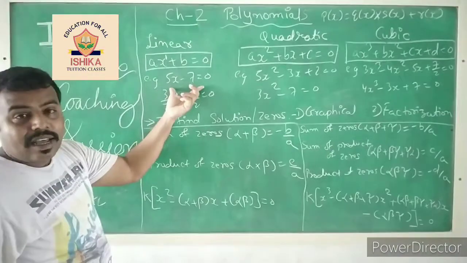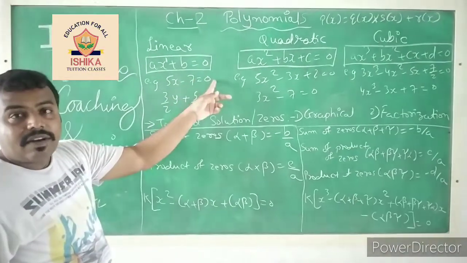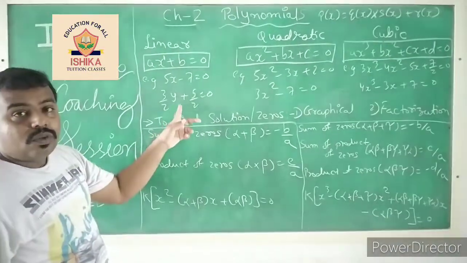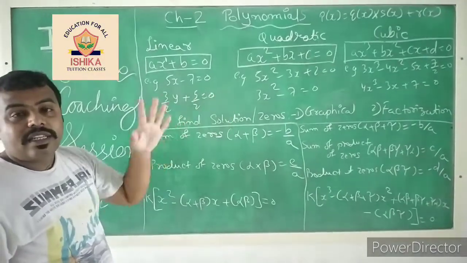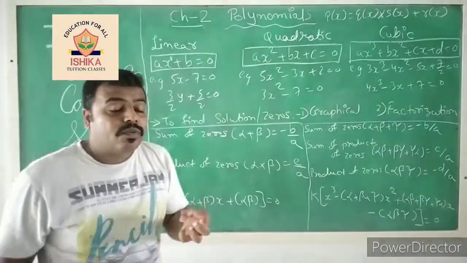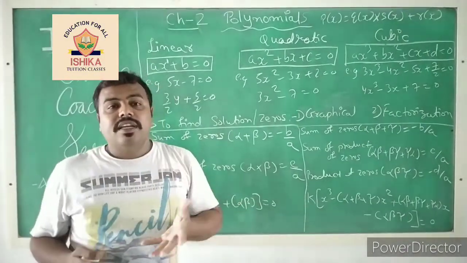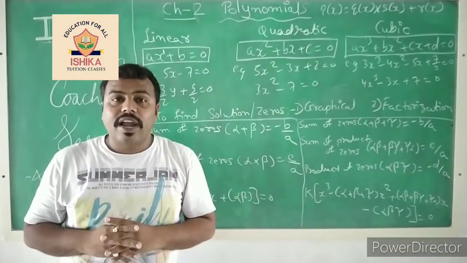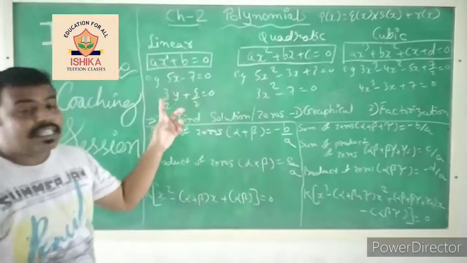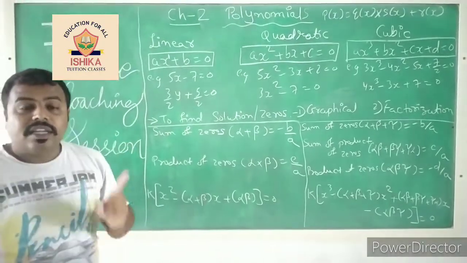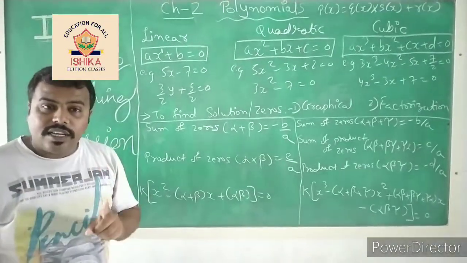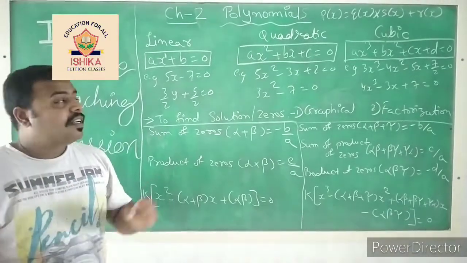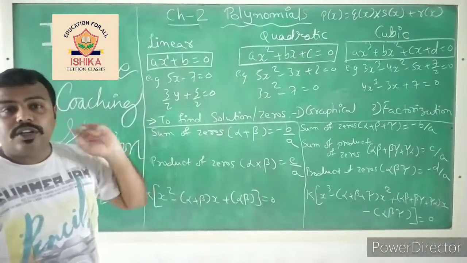As you can see its example, 5x minus 7 equal to 0, 3 upon 2y plus 5 upon 2 equal to 0. Now your variable may be assumed from A to Z, that is any alphabet you can write, but normally we take x and y. Remember one thing, if the highest power or degree of polynomial is 1, then it is called linear polynomial.